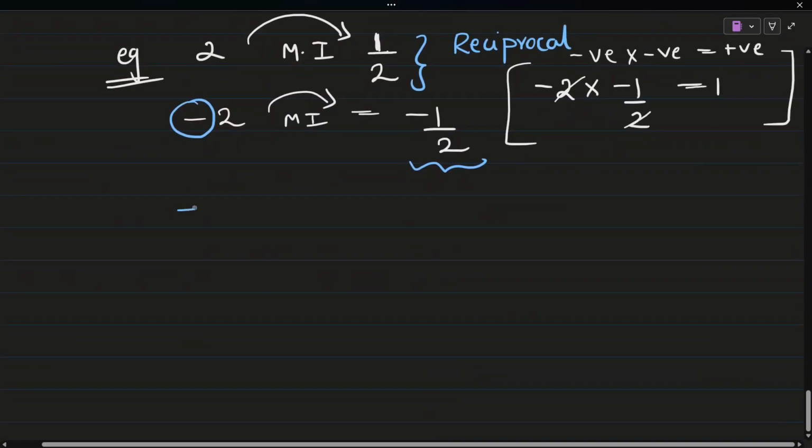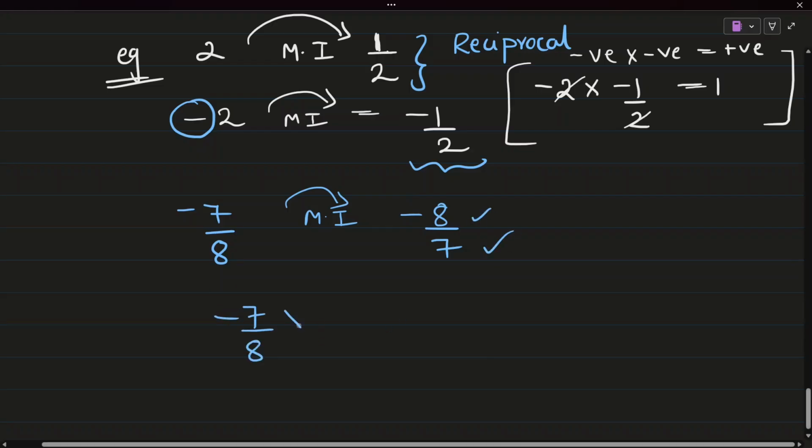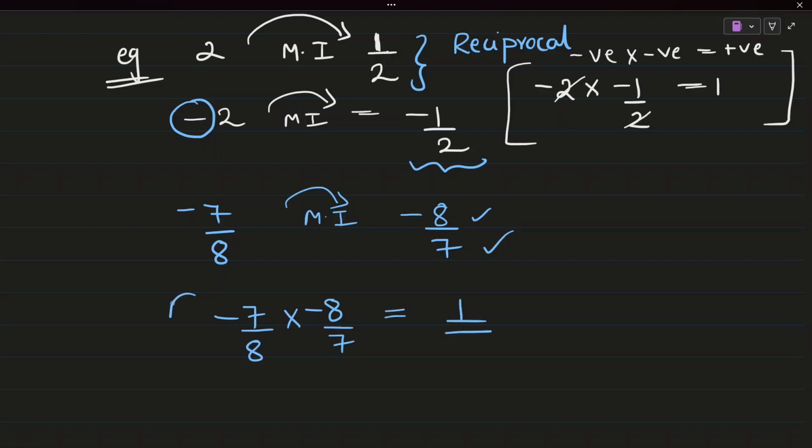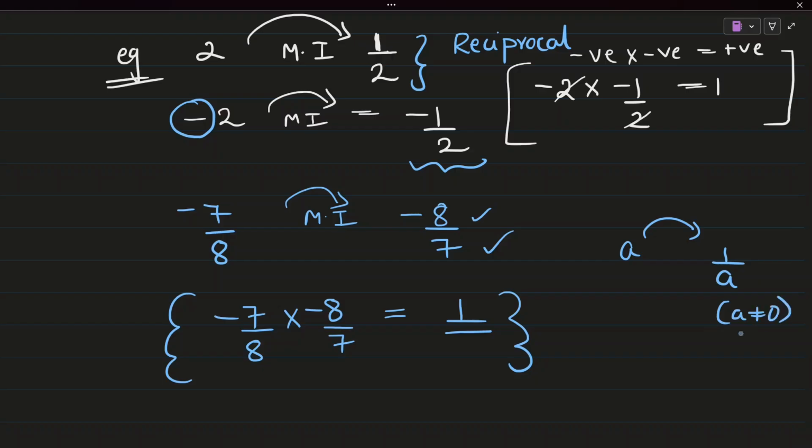Okay. So minus 7 by 8, what will be the multiplicative inverse? The multiplicative inverse will be equal to minus 8 by 7. Okay, don't change the sign. If it is a negative number, it will stay negative, just take the reciprocal. Numerator and denominator will be changed. Let's say minus 7 by 8 multiplied by minus 8 by 7. This is going to give you again 1. So students, the multiplicative inverse of a is 1 by a, where a is not equal to 0.